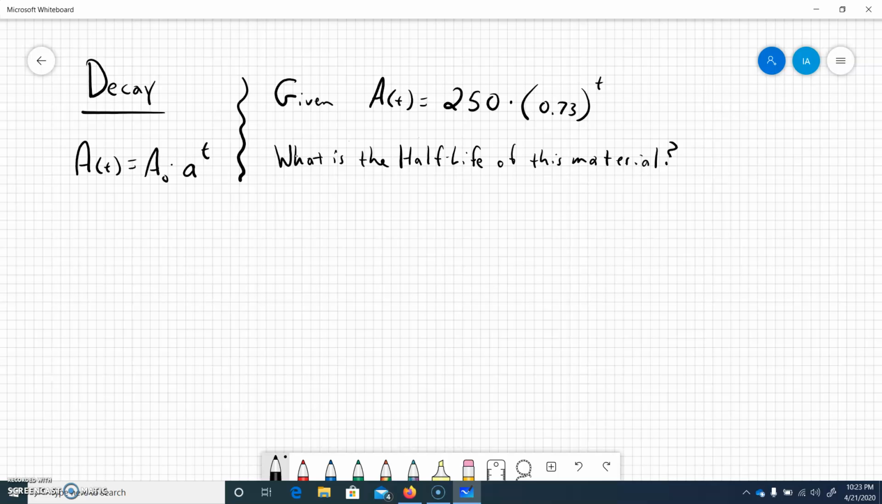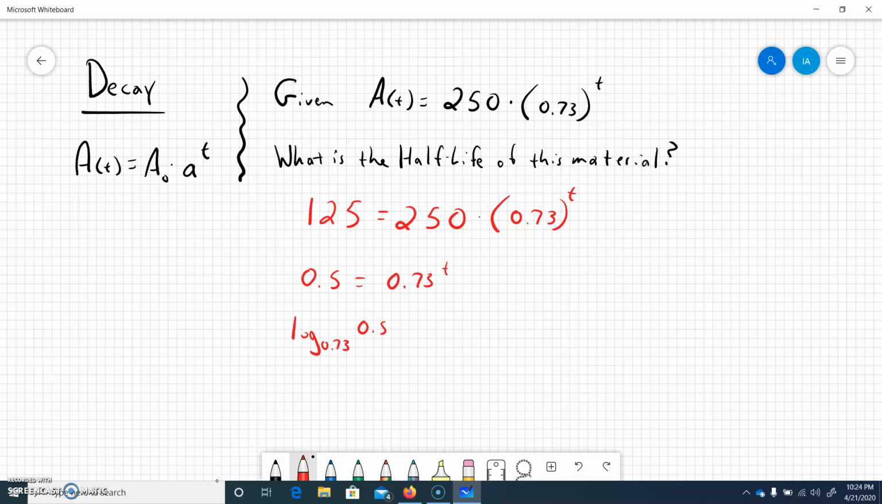Okay, so we have a starting amount of 250, but if we want to actually solve the equation, we would say that how long would it take it to cut in half would be how long it would take it to become 125. So we get the equation 125 equals 250 times 0.73 to the t. Just like before, we will divide the 125 by the 250 and we'll have a half over here equal to 0.73 to the t. So once again, we'll convert this over to a log. Log base 0.73 of 1/2 equals t.